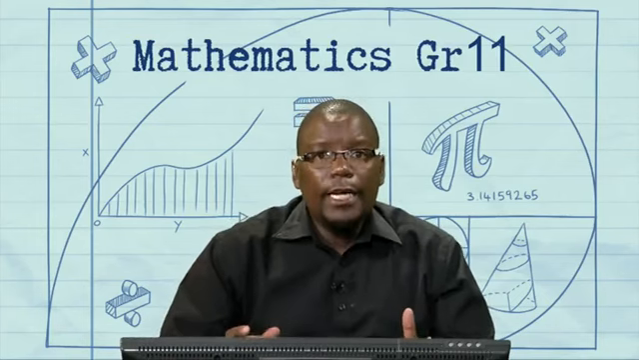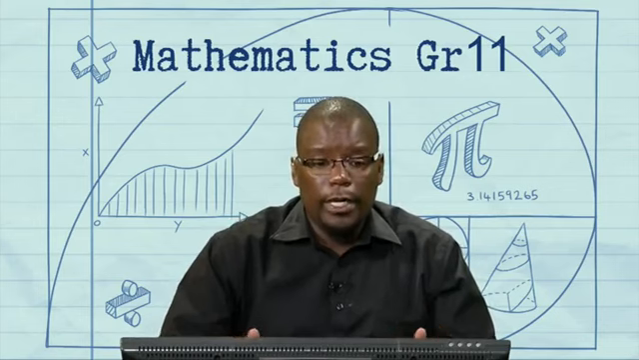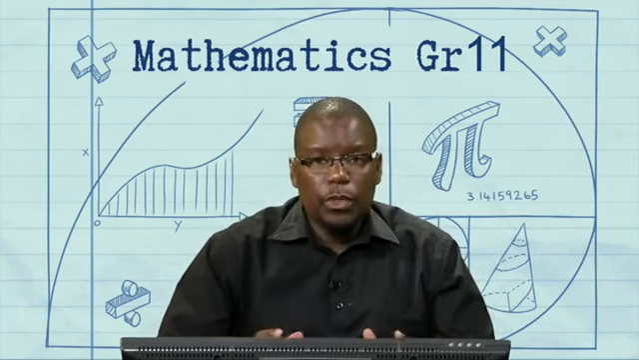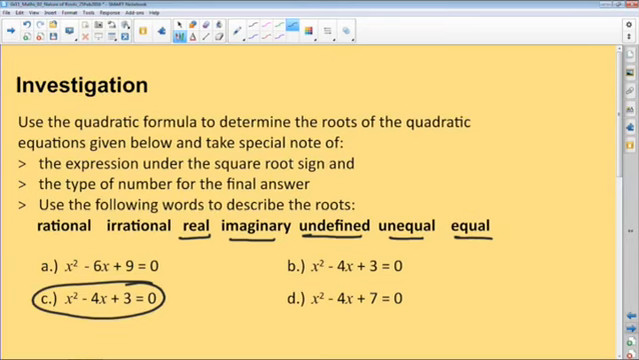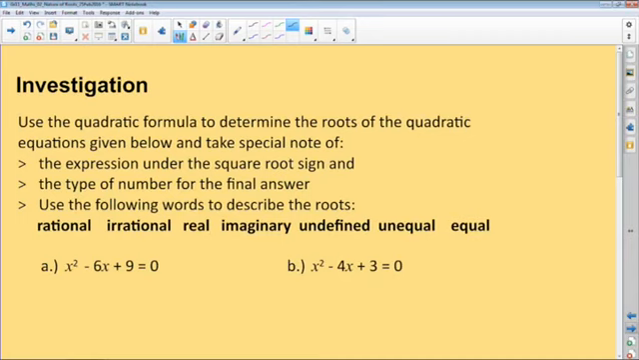All right, well done, guys. I can see all of you are working very hard. Let's just quickly look at these problems again, right? So we take the first one. You've got your x squared minus 6x plus 9. How do we use a quadratic formula there?